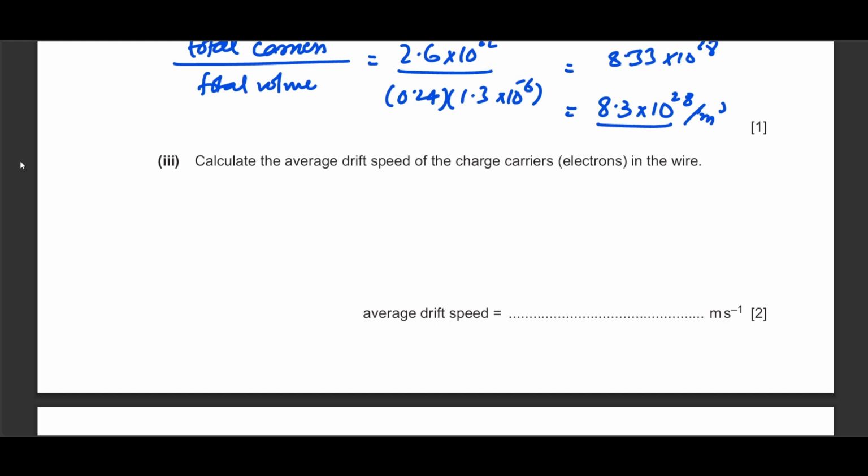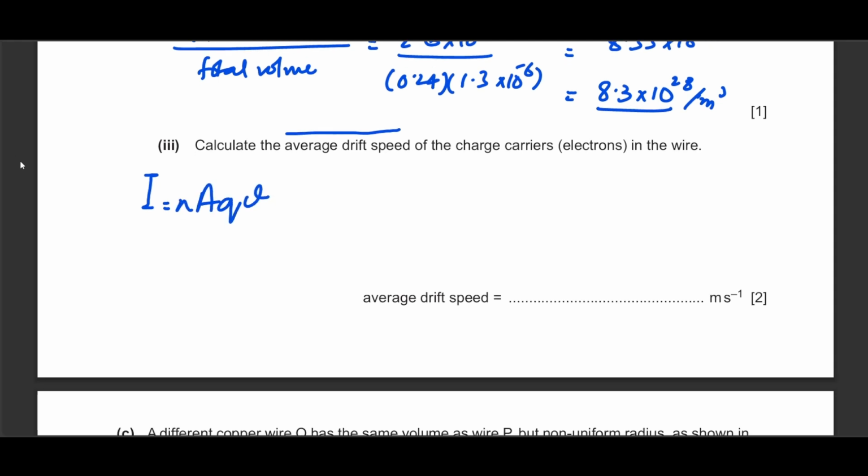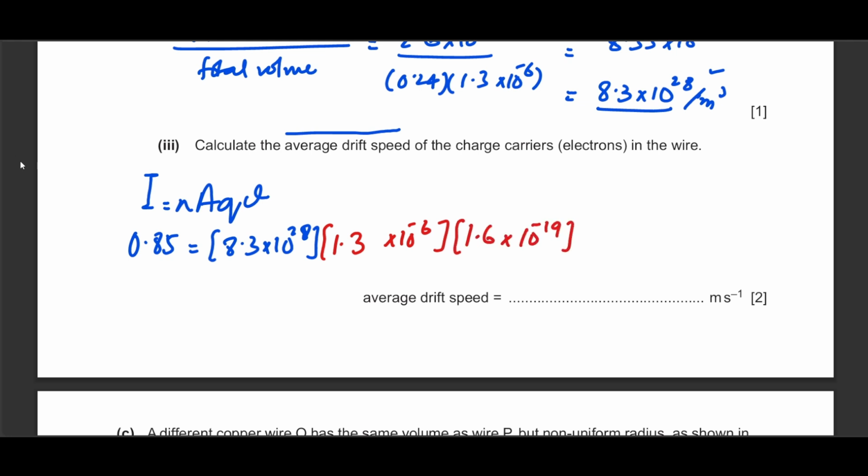Calculate the average drift speed of the charge carriers. So we have to resort back to the formula I equals nAqv. Current was given to us as 0.85. Charge carrier density is 8.3 into 10 raised to the power 28, calculated in the previous part. And then we have the cross-sectional area, which is 1.3 into 10 raised to the power minus 6. We have the standard charge, 1.6 into 10 raised to the power minus 19, given in the data booklet. And this is the drift velocity. The drift velocity comes out as a very small value, which is 4.9 into 10 raised to the power minus 5 meters per second.